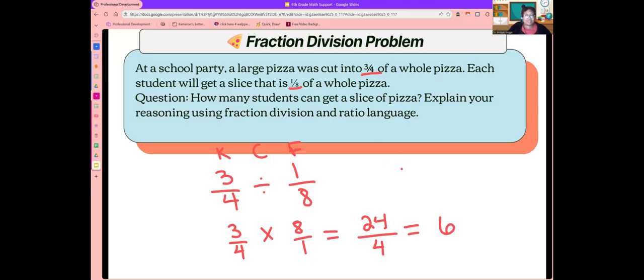That is our problem for today. We have used fraction division using the keep, change, flip model for dividing a fraction by a fraction.